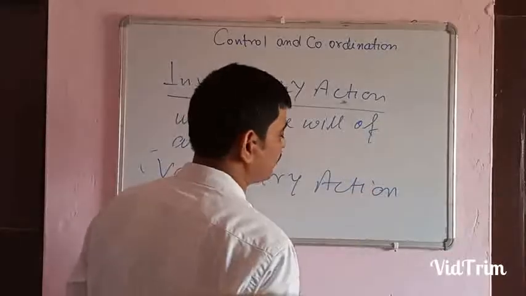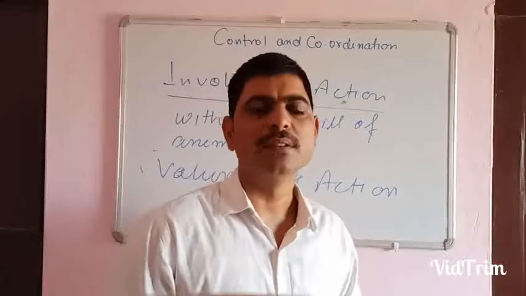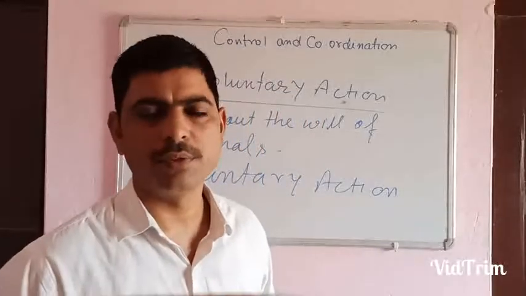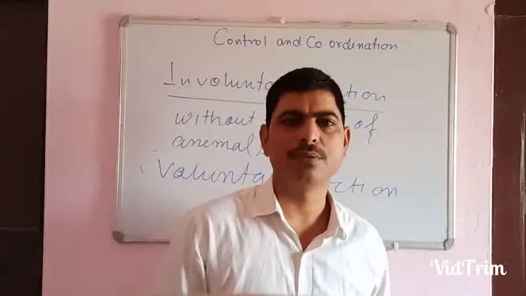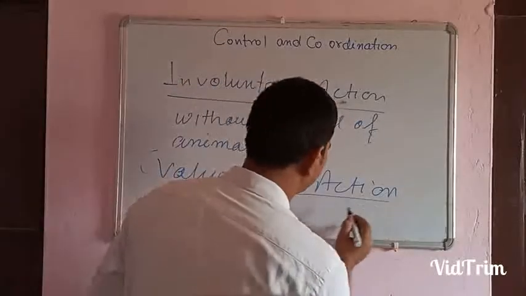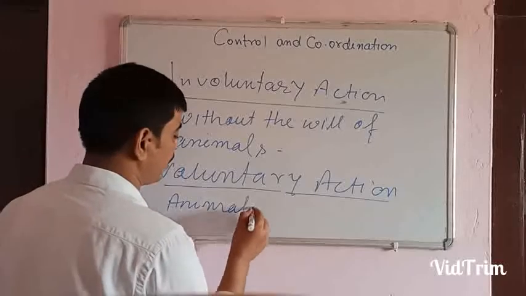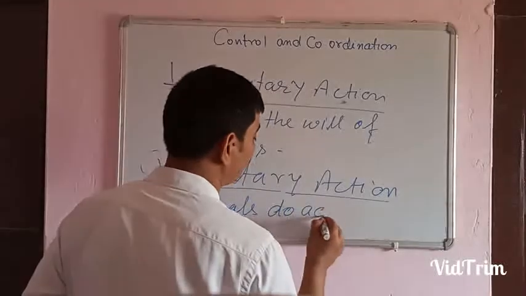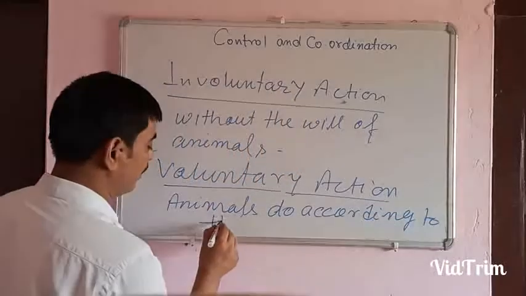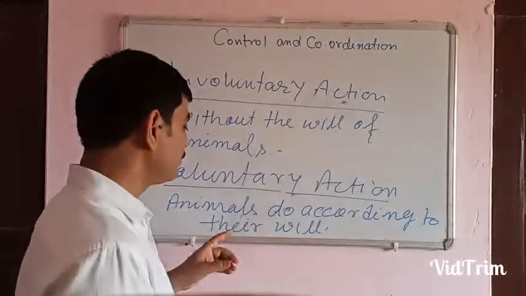And those actions which are under the control of the animal are called voluntary actions. You can take examples like walking, dancing, writing. Whenever we want to write, we can, and if we don't wish to write, we will not. Similarly, if we want to dance, we can, and if not, then no need. So similarly, voluntary actions are performed by animals according to their will.